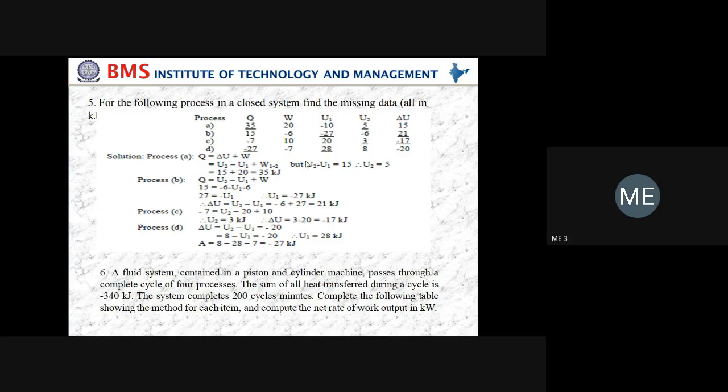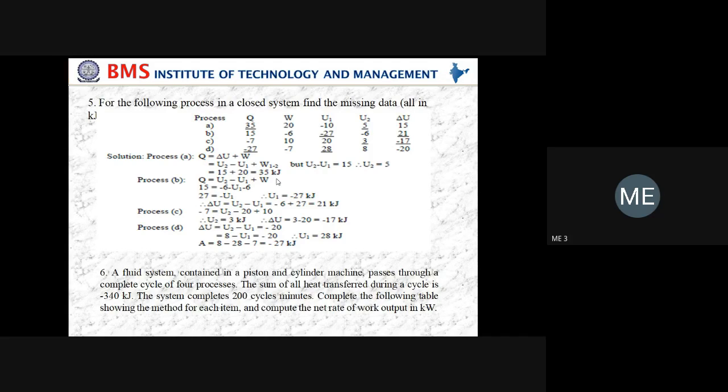Therefore U2 minus U1 is 15, and U2 is 5 because U1 is given as minus 10. So we are getting U2 as 5 and U1 is given as minus 10. We have to apply this formula, U2 minus U1 equals 15, so U2 is 5. You have to fill in that data, 5, and then apply the formula Q equals delta U plus W, that is 15 plus 20 equals 35 kilojoules.